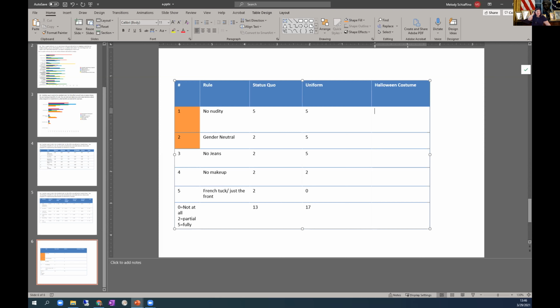All right. Halloween costume. The Halloween costume is an Easter bunny. So everybody has to dress like an Easter bunny, which means a furry and poofy tail and ears. It can be a 2-piece or a 1-piece, but it just has to be white on top, white on the bottom, and a poofy tail and bunny ears. So, number 1, does it fully or partially or not at all?